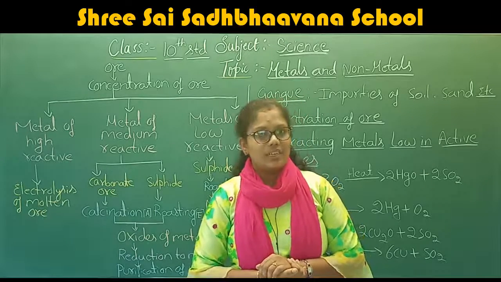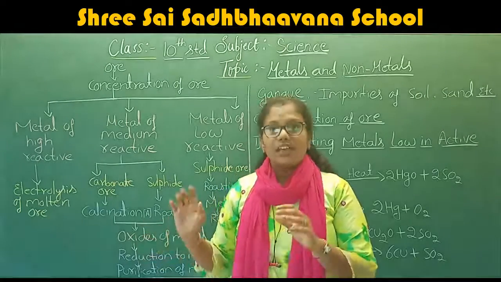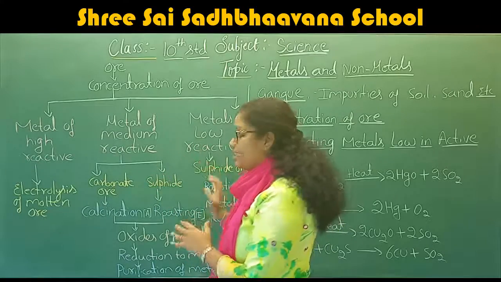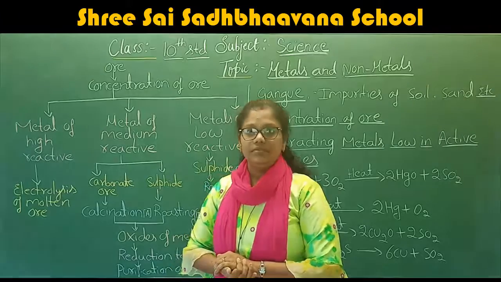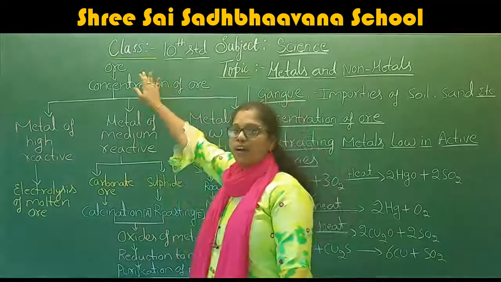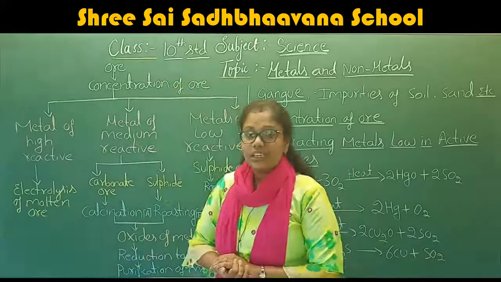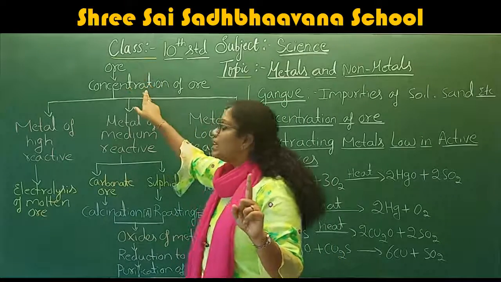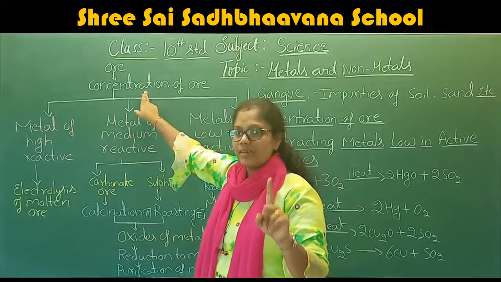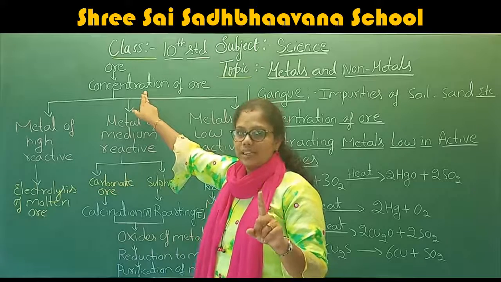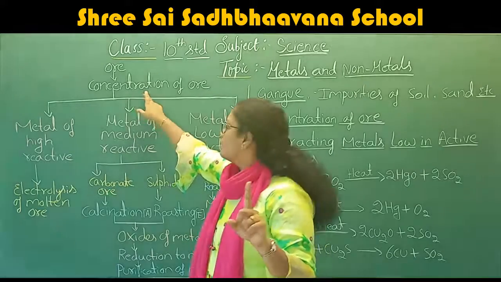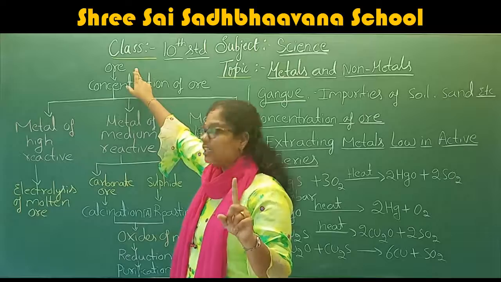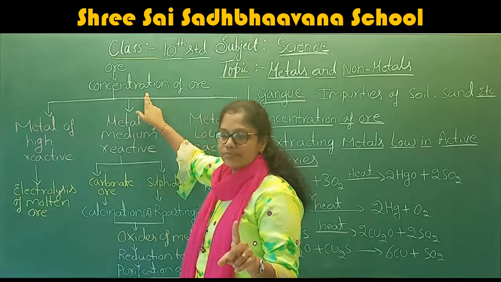If you see the flow chart, first I will explain the flow chart, then I will explain one by one the steps present in it. The first to come is the ore. After the ore, it should be concentrated. I will explain what concentration of ore is. The ore, the naturally occurring substance, is converted into the concentrated ore.